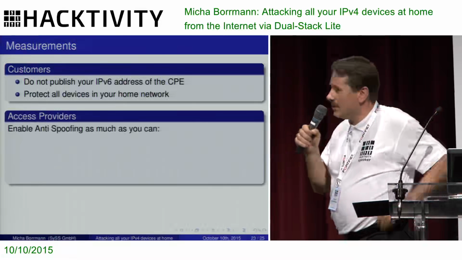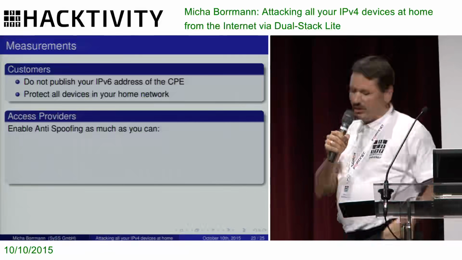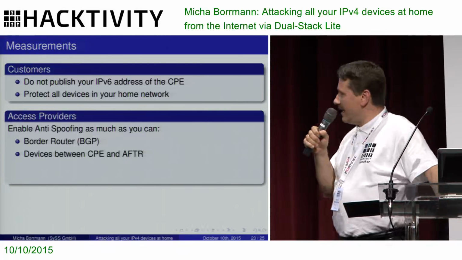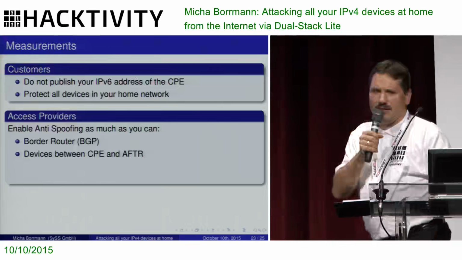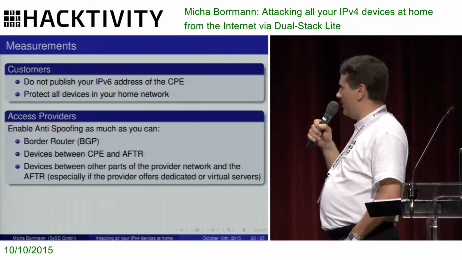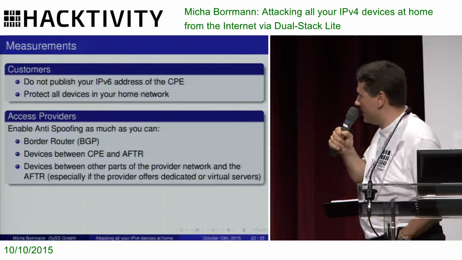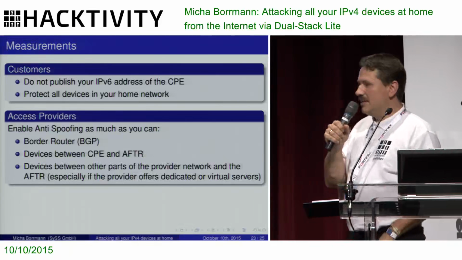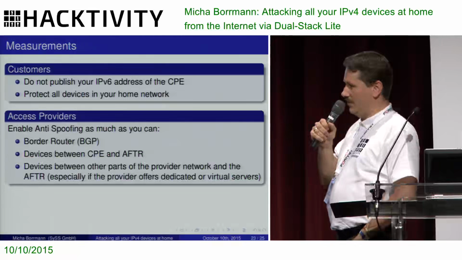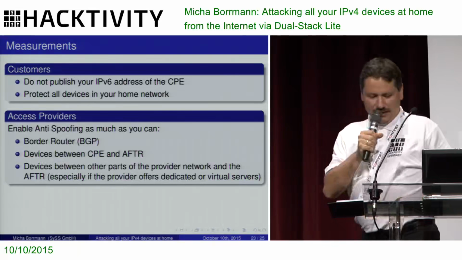If you're an access provider, I strongly recommend enabling anti-spoofing measures as much as you can: on the border router for BGP, on every network device between your CPEs and the AFTR, and on devices between other parts of your provider network. Some access providers also offer dedicated or virtual servers, and there's no anti-spoofing protection between these servers and the clients. So from such a server, it's easy to run a spoofing attack against these clients.